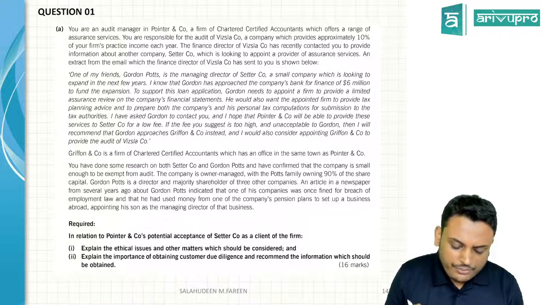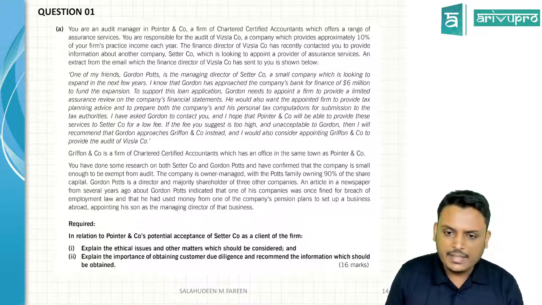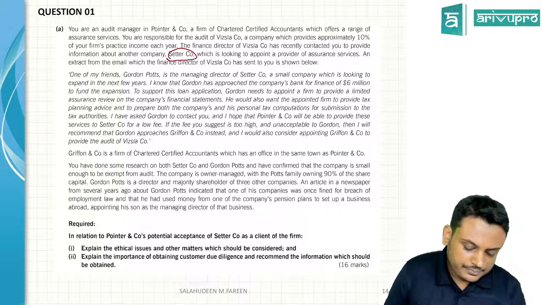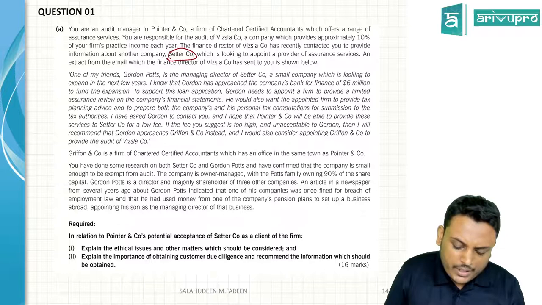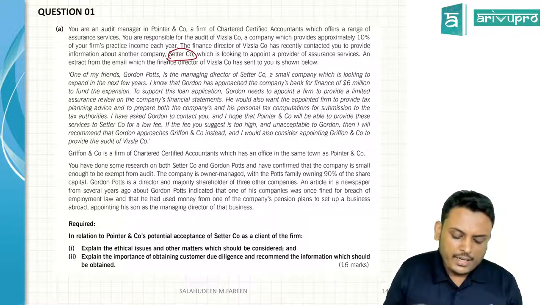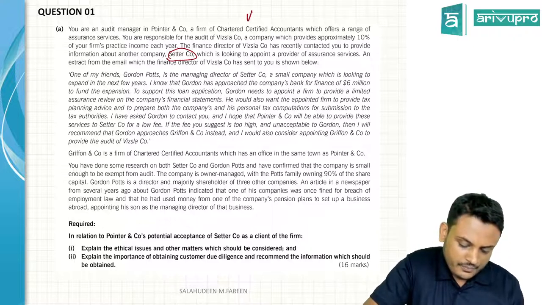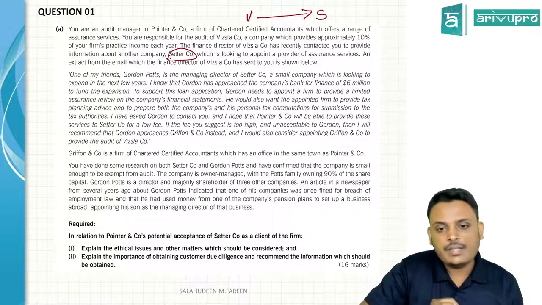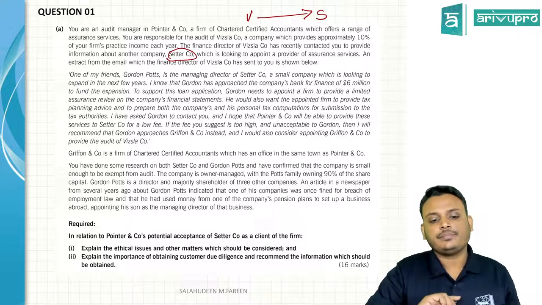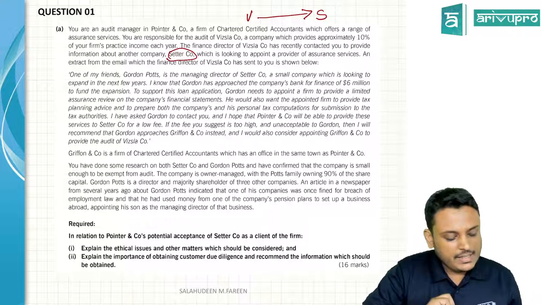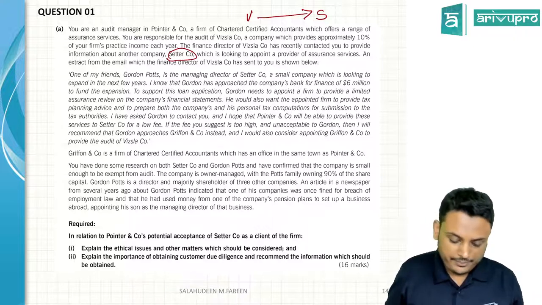The finance director of Visla Company has recently contacted you to provide information about another company called Setter Company, which is looking to appoint a provider of assurance services. An extract from the email that the finance director of Visla has sent you is shown below. So here Visla is planning to purchase Setter. Visla is an investor company. Setter is a target company. Pointer is an advisor.